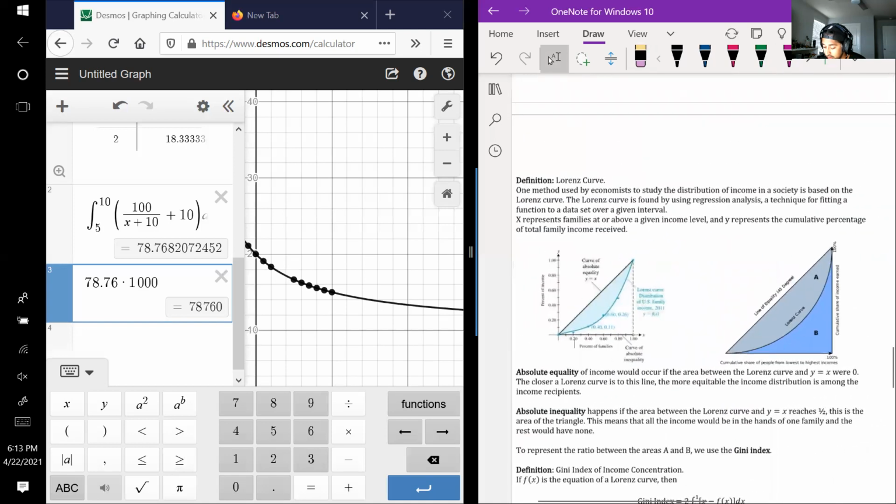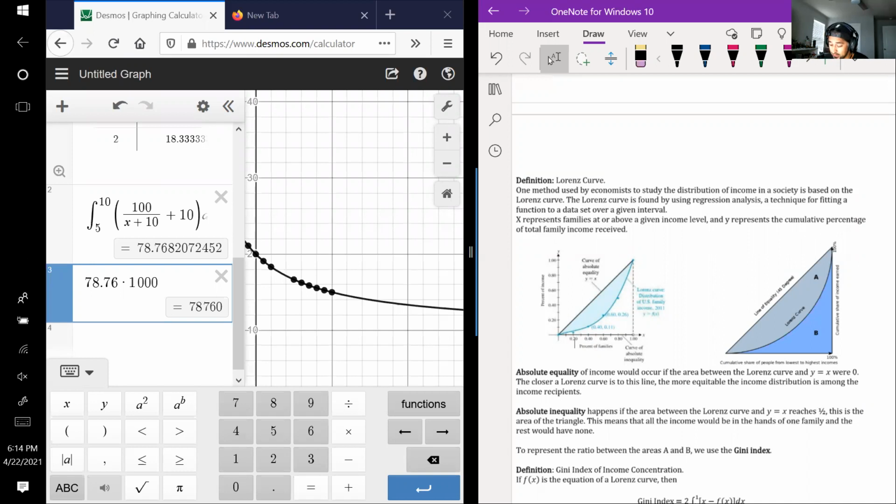So absolute equality. This is just what I said. Absolute equality of income would occur if the area between the Lorenz curve and y equals x were 0. So this means if they were both touching. This means that income is getting more equally distributed. It's absolute inequality if the area between the Lorenz curve and y equals x reaches 1/2, which actually becomes the area of the triangle. So it fills out the triangle. And this means all the money is in the hands of one group, one family, one person.